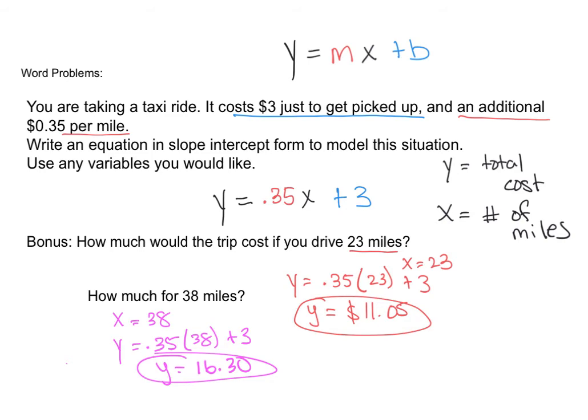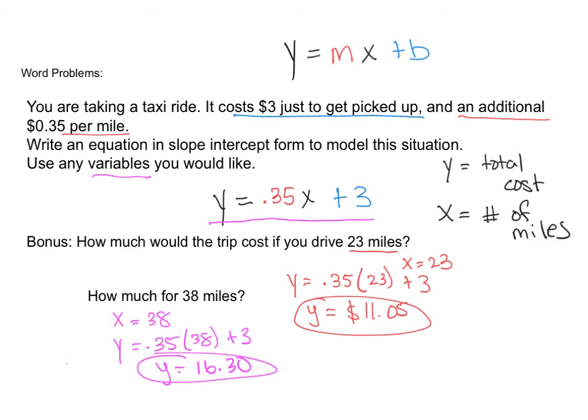Okay, so here my equation would be y equals 0.35x plus 3, where y equals the total cost and x equals the number of miles. Whenever the situation lets you choose variables, you would want to define them. So you want to tell me what y equals and what x equals so that the person reading your equation understands what you mean. And then for 23 miles, I would have to pay $11.05. And if I drove 38 miles, I would have to pay $16.30.